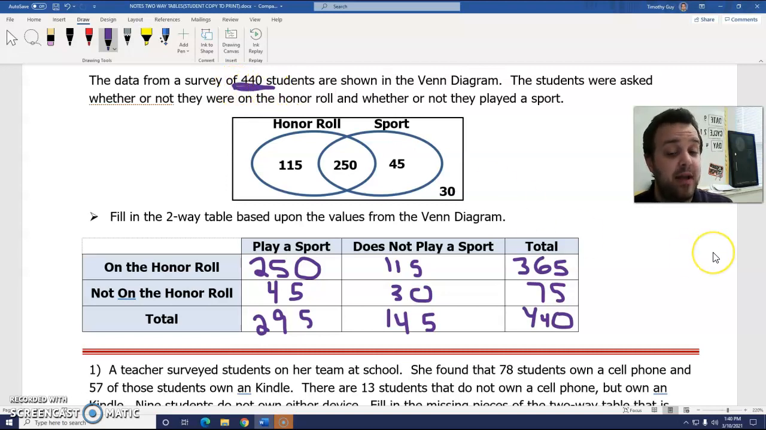So I get a lot of information from this two-way table. Here's the total people on the honor roll. Here's the total people not on the honor roll.